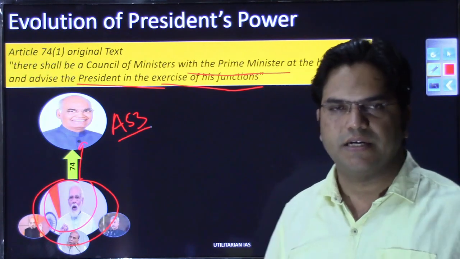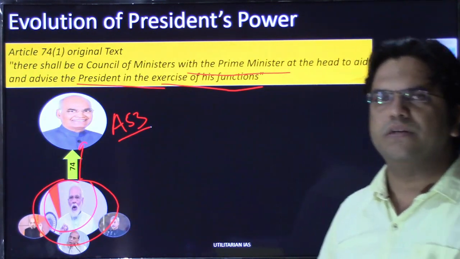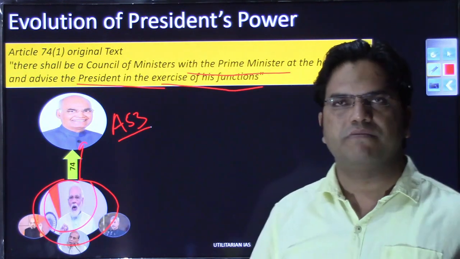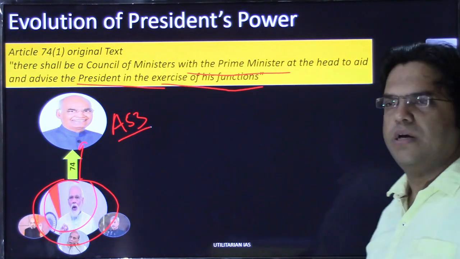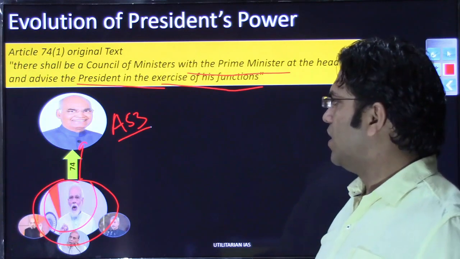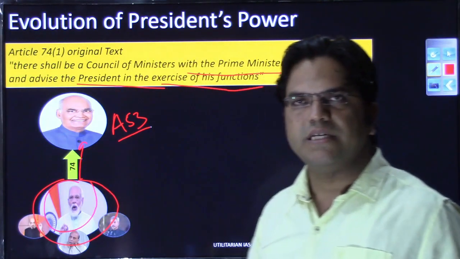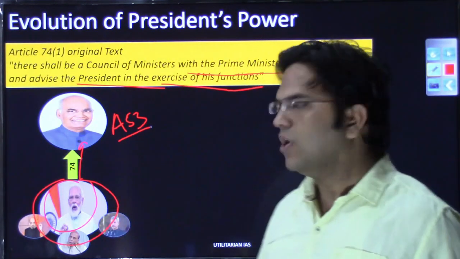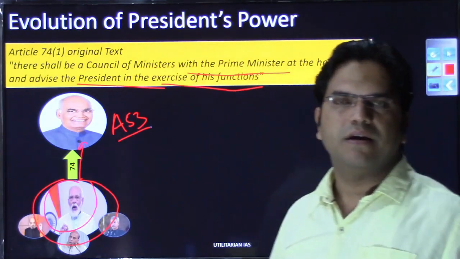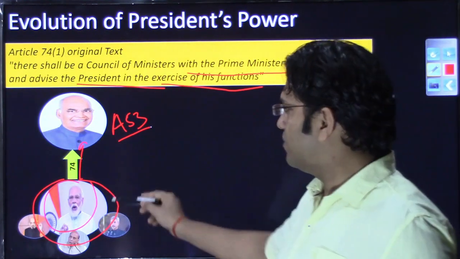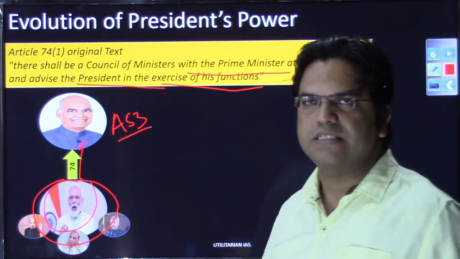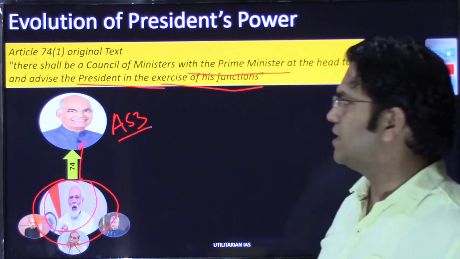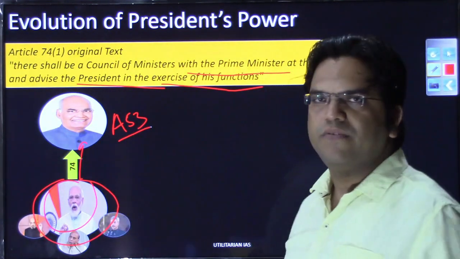Now, the debate started after the operationalization of the Indian Constitution. The Indian Constitution was fully operationalized in what year? 1950. So immediately after its operationalization, this debate started over whether the advice tendered by the Council of Minister to the president using Article 74 is binding upon him or not. The debate that started gaining momentum was whether the advice that the council of minister extends to the president is binding or not.